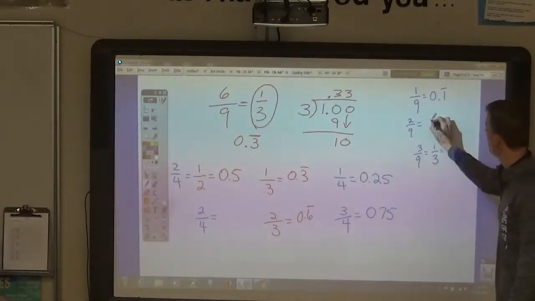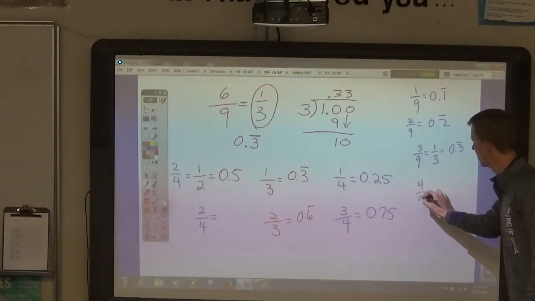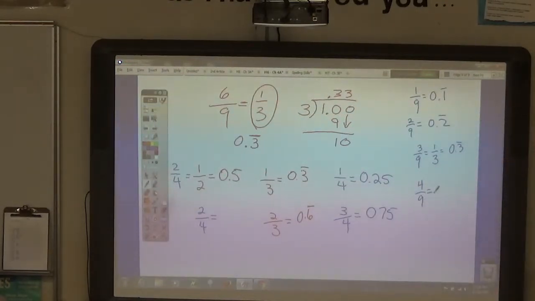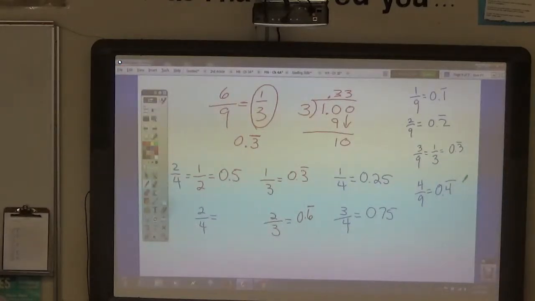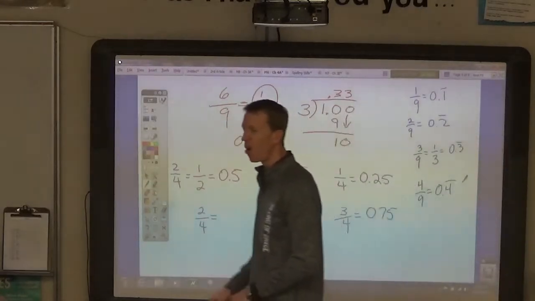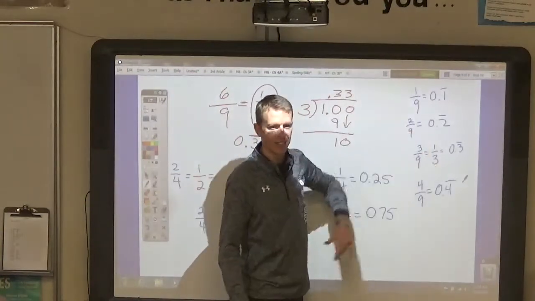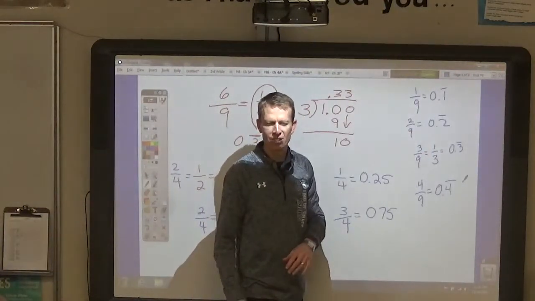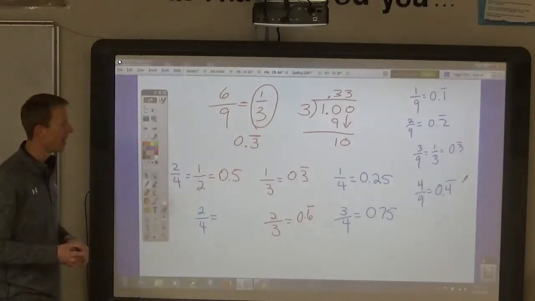If 1/9 is 1 repeating, 3/9 is 3 repeating, what do you think 2/9 is? Ariana? Yeah, 2 repeating. What do you think 4/9 is? Nate? 0.4 repeating. Right. 5/9 is 5 repeating. 6/9 is 6 repeating. So all the ninths are the numerator repeating. Okay?